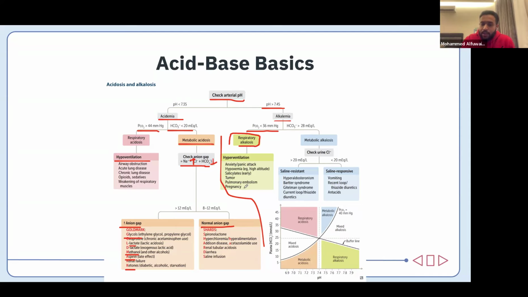Easy. When would this happen? In any state of hyperventilation, such as anxiety, panic attack, or salicylates, which is aspirin toxicity. Don't worry about why it happens early and whatnot. Pulmonary embolism, if you remember, the initial and most common sign is tachypnea, which is increased respiration. And then pregnancy as a physiological mechanism. Then, if they don't have low CO2 but have high bicarb, this is metabolic alkalosis, and I don't want you to remember the pathway for it. It's not going to come.